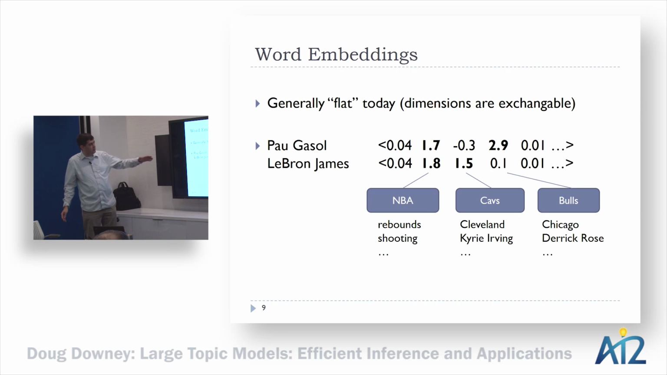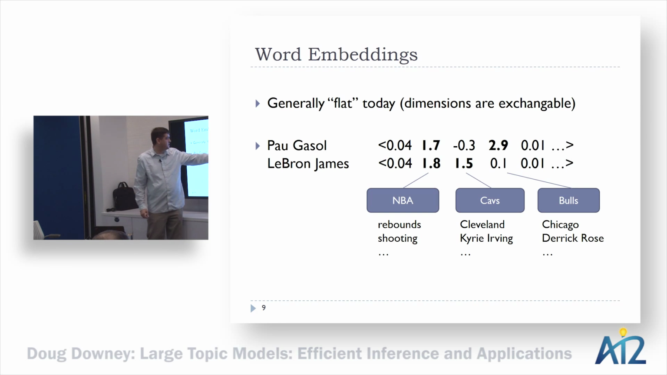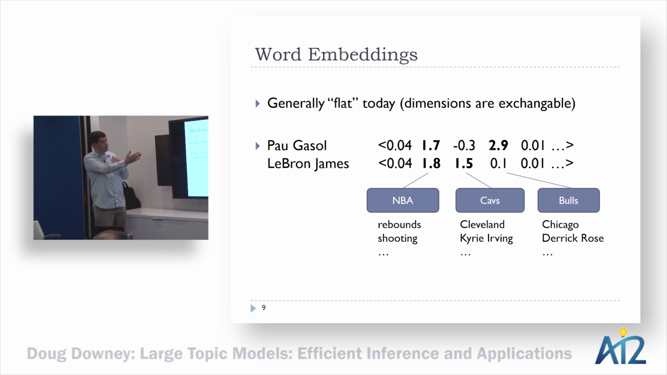But the problem with this representation is that anybody who plays for the Cavs is also going to be active for this NBA dimension, and the model doesn't reflect that. These are separate independent dimensions that have to be learned separately, and the regularity that anybody who plays for any one of these NBA teams is going to be active for this NBA topic is not reflected in the model.